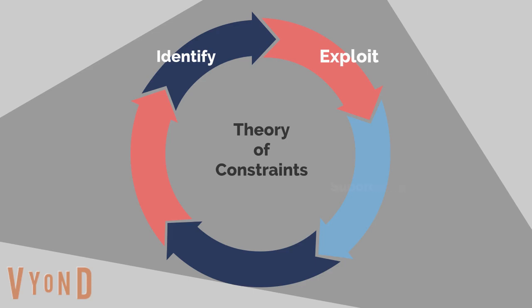Third step, all other activities or decisions of the organization subordinate to the measures proposed in the second step and enhance the performance of the constrained elements. Synchronizing non-bottleneck stations with the bottleneck station is an example in a manufacturing environment.